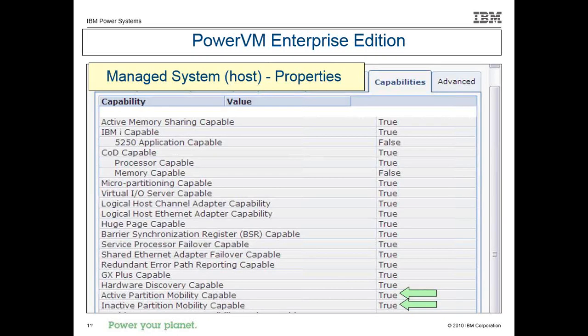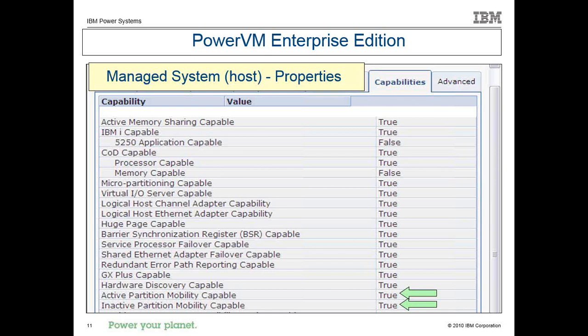People ask, well, how do I know what I have? I have been to multiple customers, and unless you have the PO that you wrote, you're not really sure. But you can go into the HMC, and this is an HMC screen here. On your HMC, you can click on a managed system, or what I'm going to call a server, and bring up the properties, which has multiple tabs across the top. One of the property tabs of the managed system is capabilities. There you can see that active partition mobility capable is true, and inactive partition mobility capable is true.